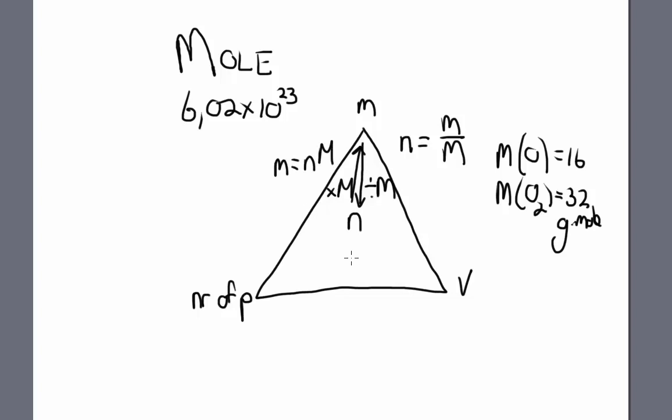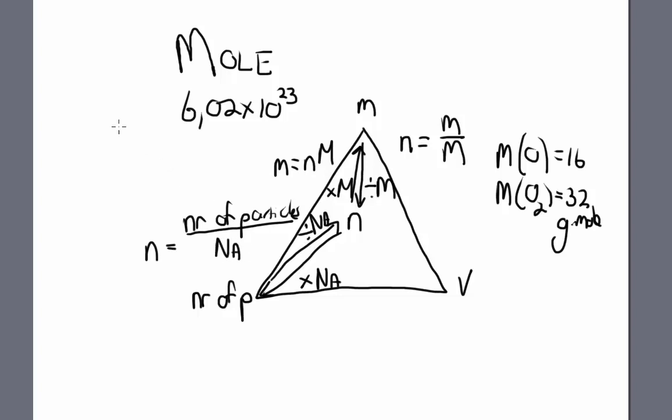The same applies if we want to move from moles to number of particles and vice versa. If you move from moles to number of particles, you are going to multiply with Avogadro's number. If you move from number of particles back to moles, you are going to divide by Avogadro's number. And this is the formula that we use. N for moles equals the number of particles, and it can be atoms, it can be molecules, it can be compounds, it can be ions, divided by Avogadro's number. Avogadro's number again is 6,02 times 10 to the power 23.